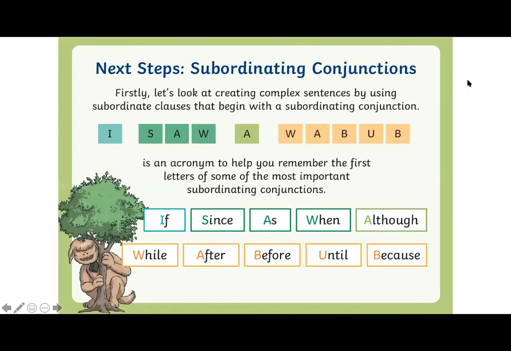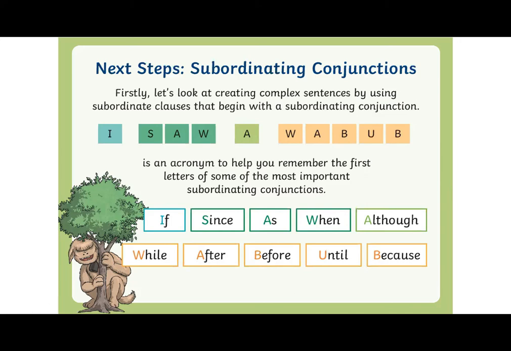Okay, have a look here, guys. Here is a little acronym that I got taught when I was a kid to help me remember my subordinating conjunctions. So, I saw a wabub. Now, wabub is not a real thing, but what we got taught in school is that a wabub was kind of like a monster that looks like this. So it's not a real monster, but it was something that really helped us remember our subordinating conjunctions. The I saw a wabub stands for if, since, as, when, although, while, after, before, until, and because.